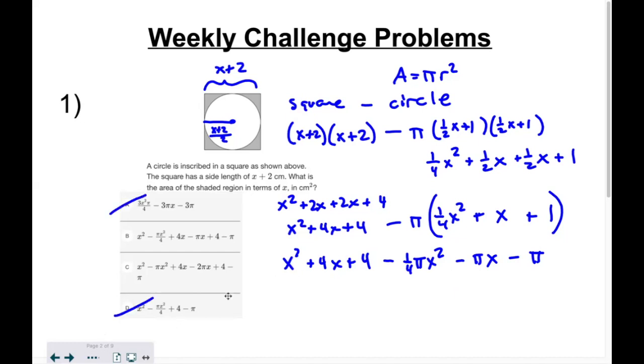And then if you search through and match it term for term, so I'm not going to waste my time writing it in the same order that they have it, we can see that B is the answer. This 1/4 pi x squared gives it away, and C doesn't have that. Okay.